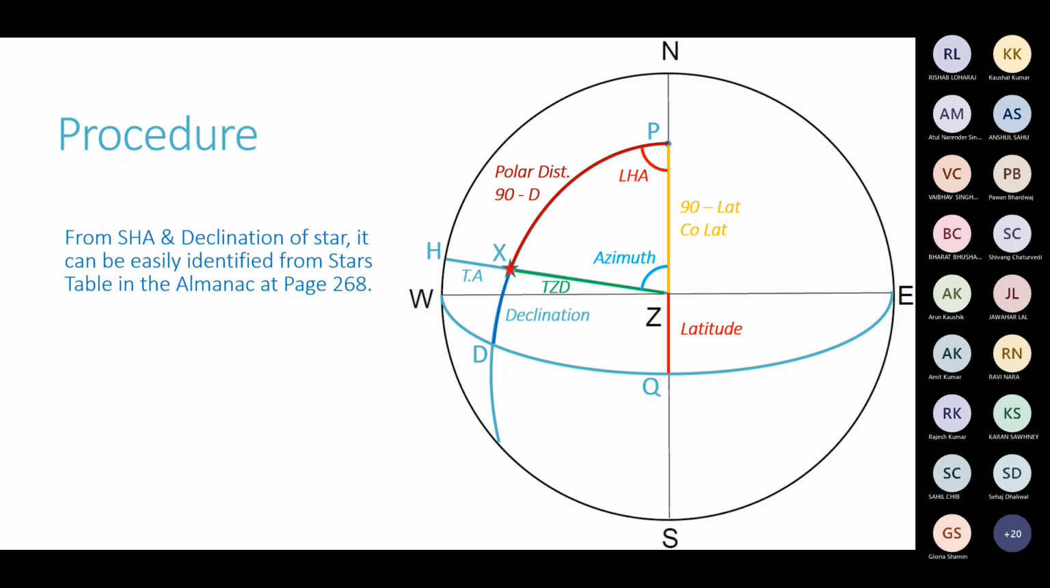So this is the complete process of star identification using the rational horizon diagram or the almanac information.